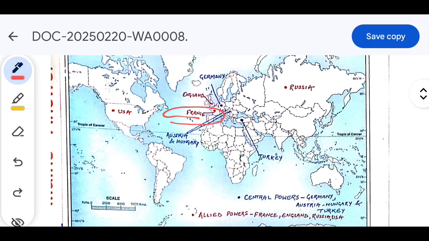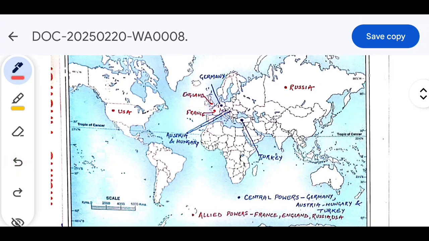Then you have England, who ruled over us also for 200 years. Then we have Russia, which is the largest country in the world, and then USA, which is the most powerful democracy in our world. So these are the allied powers for the First World War. I hope this is clear to you.